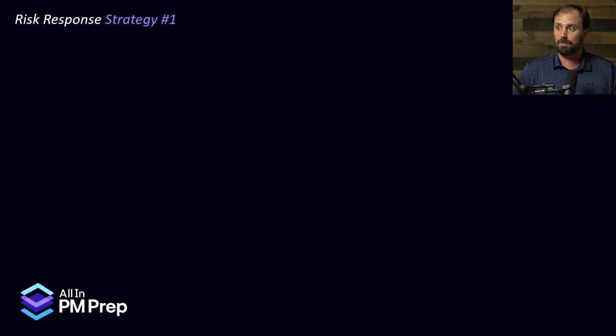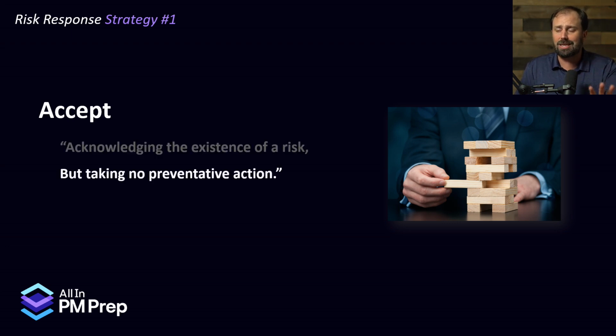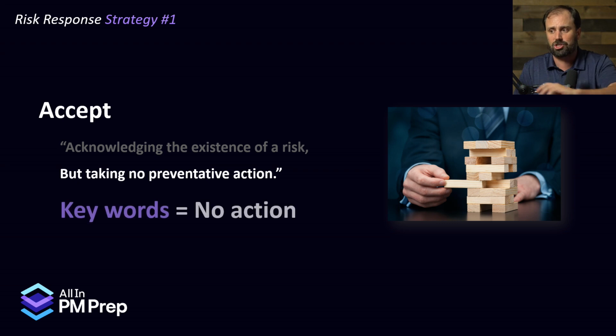Let's walk it through. Risk response strategy number 1 could be you just accept the risk. Hey, like Jenga over there, yeah, it could fall over, but no big deal. You acknowledge the existence of a risk, but are taking no preventative action. The key word is no action. So accepting the risk says, I'm just going to let it play out. I'm not going to do anything.